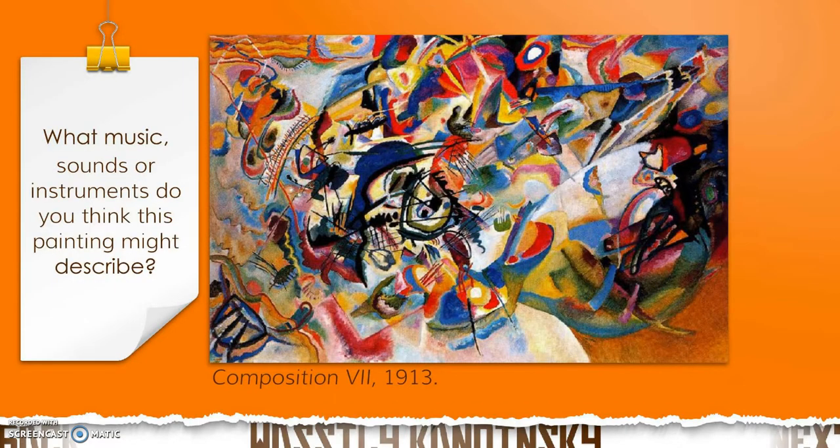Now, having created Composition 6, it's only right and fair that Kandinsky then painted Composition number 7 in 1913. And he was inspired by music and used shapes and colours to express the sounds made by the different instruments in an orchestra. So your question for this one is, what music, sounds or instruments do you think this painting might describe? And I want you to have a little think about that before you go and have a listen to the actual music itself.